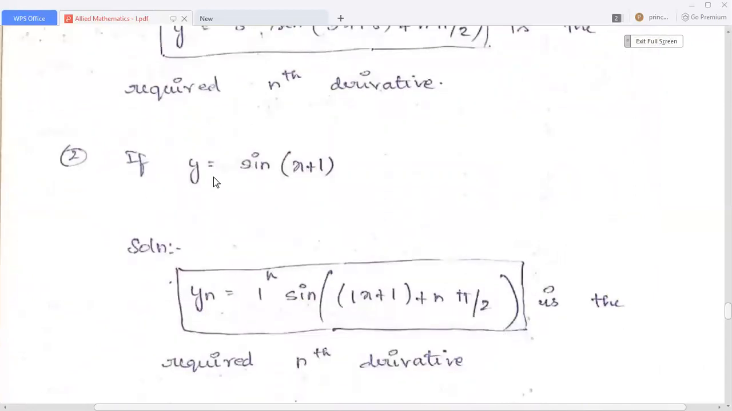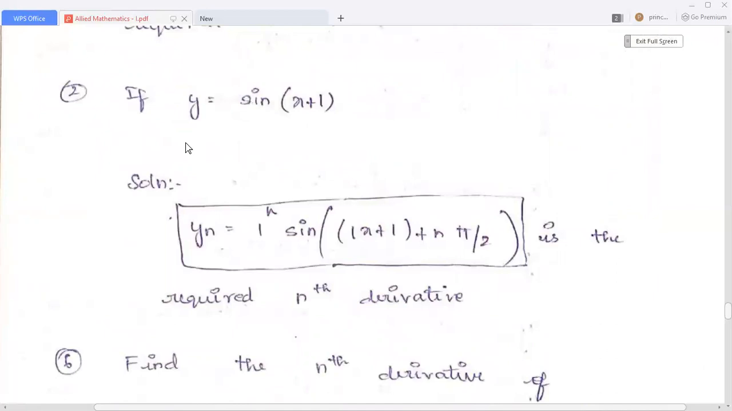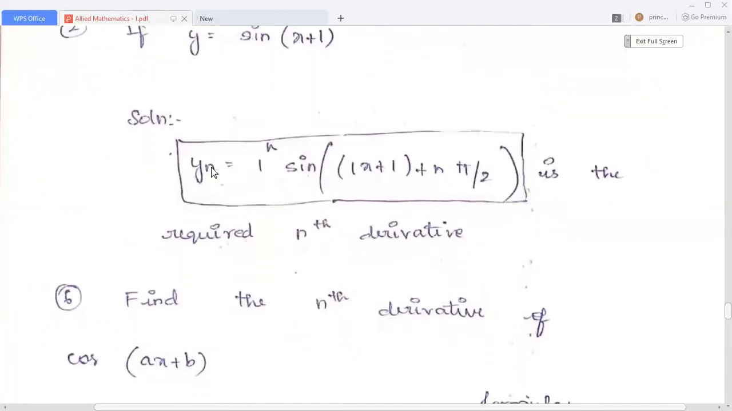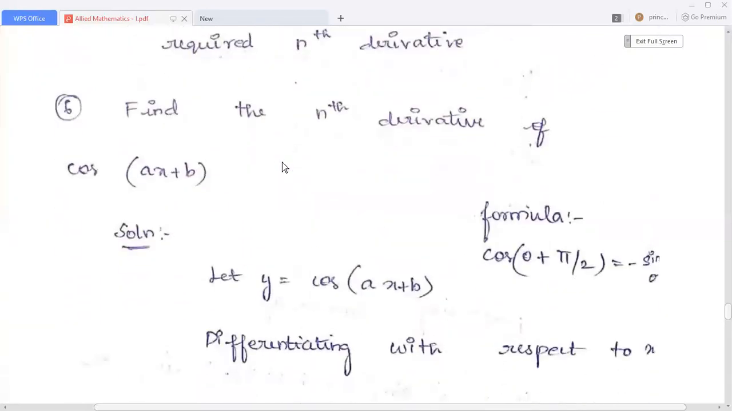Similarly, we give another example. If y equal to sine of x plus 1, then the nth derivative is, in the place of a we write 1. That is the nth derivative yn equal to a power n, that is we write 1 power n, that is sine of x plus 1 plus n pi by 2 is the required nth derivative.